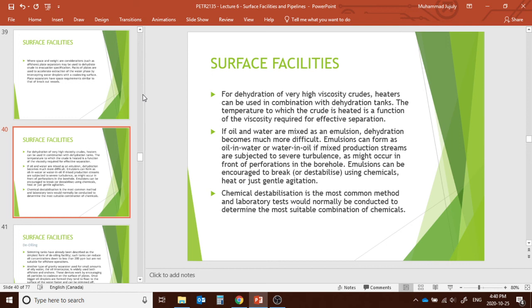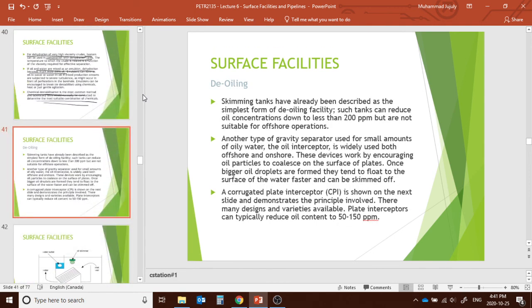There are different types of consideration we should take for the dehydration unit. For instance, for very high viscous crude oils, heaters can be used in combination with the dehydration tank. If there is an emulsion, we have to take extra care, as there are extra difficulties. We can use a chemical; chemical destabilization is one of the most common methods to determine the most suitable combination of chemicals for this operation.